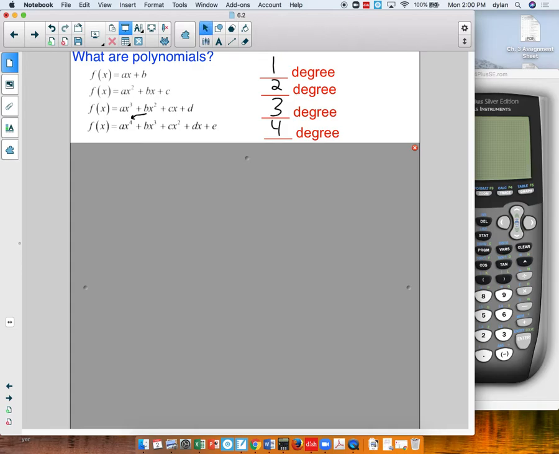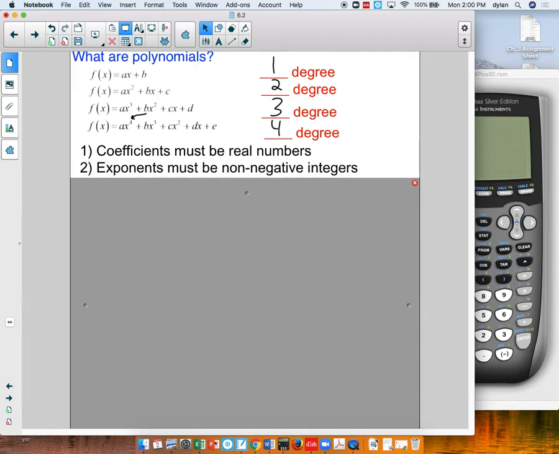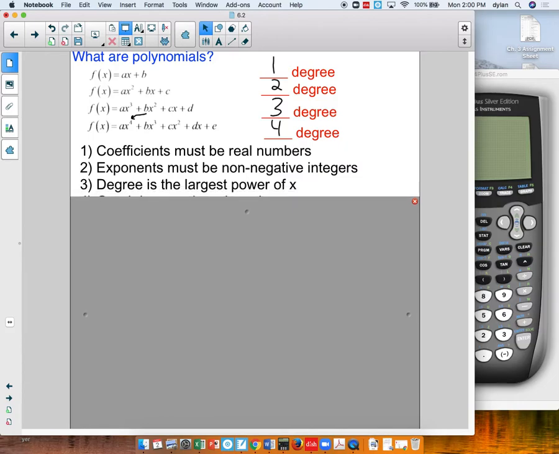The other thing I wanted to remind you about from Algebra 1 are some of the rules about polynomials. The first one is that coefficients always have to be real numbers. They don't have to be rational numbers, but they do have to be real numbers. The second rule is that exponents must be non-negative integers. We talked about this one already. The degree is the largest power of x, the largest exponent of x.